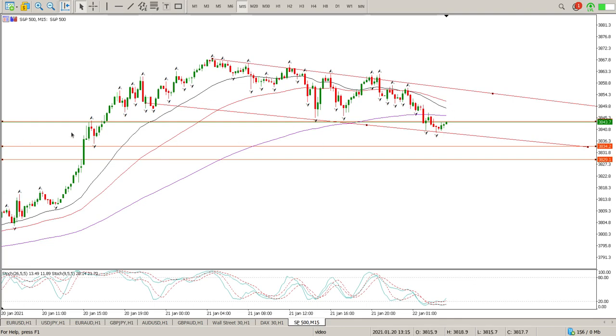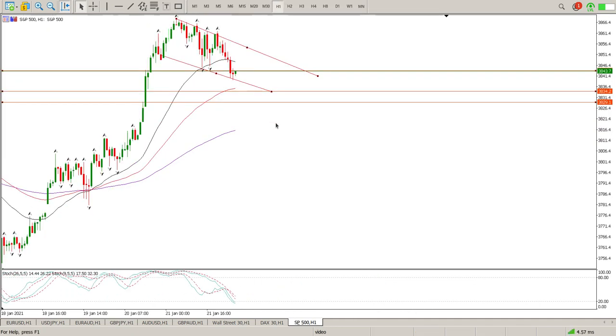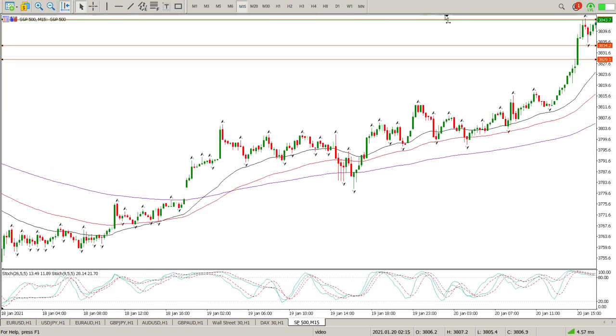Okay, so for me yesterday, let's just get on to the hour. Yesterday we were looking in this zone here. The reason why I was looking there was pretty much on the 15-minute.